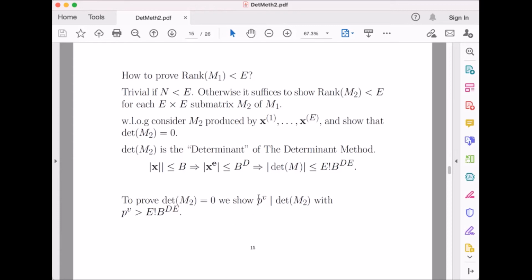And so what we're going to do is show that the determinant of M2 is divisible by a very large power of p, p to the v, with p to the v bigger than E factorial b to the de. That will be enough to show that det M2 is 0. So the name of the game from now on is to examine the p-adic size of det M2. From now on, we can forget that the x's are integer vectors. It's enough to think about them as p-adic integers.